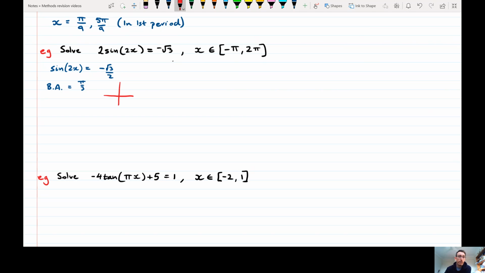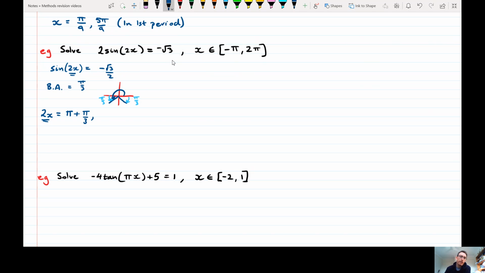Let's have a look at all the solutions in the first period. 2x is coming down. It equals, again, remember this whole 2x comes down until I have found all the solutions in that period. Now, sine is negative where? We've got negative root 3 on 2. So sine is negative in this axis here and this axis here. Remembering that the angles measured from the axes are both going to be pi on 3s. That's the size of the angle. To get the first one, I've got to go around pi plus another pi on 3, don't forget.